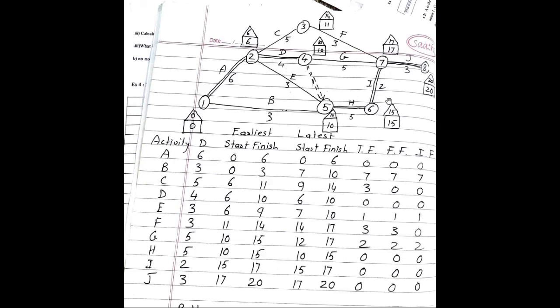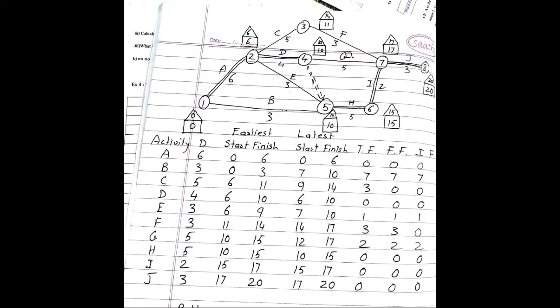For G also we can calculate. This is activity G. 17 minus 10 becomes 7. 7 minus 5 becomes 2. So activity G free float is 2. For H, this is activity H. 15 minus 10 is 5. 5 minus 5 is 0. So for H activity, free float is 0.